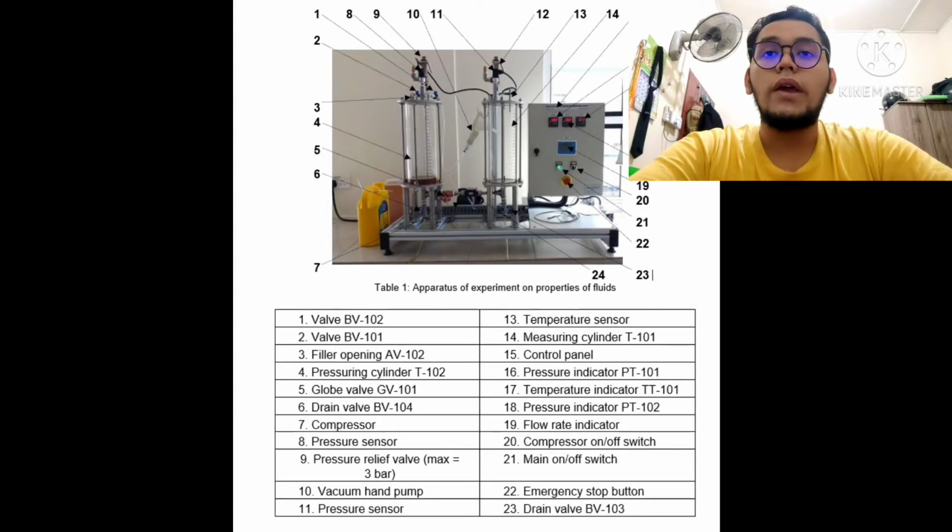For this experiment, we have 24 apparatus that we need. The first one is valve BV102, number 2 valve BV101, number 3 is filler opening AV102, and number 4 pressure ring cylinder T102, number 5 globe valve GV101, number 6 drain valve BV104, number 7 we have compressor.